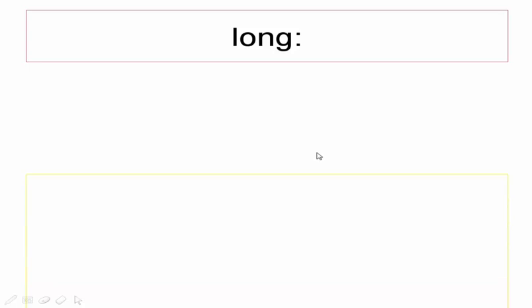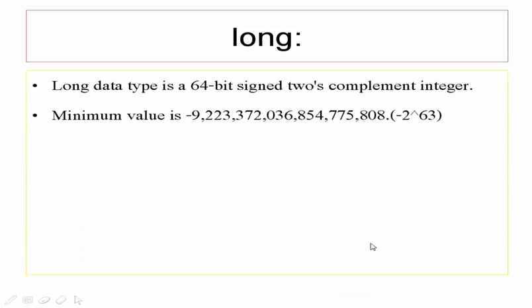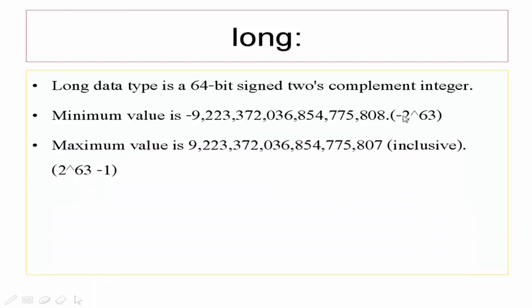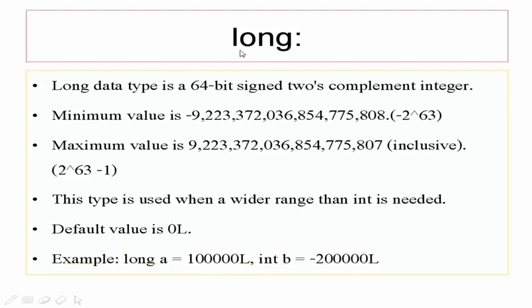Now let us understand another kind of data type, which is long. Long is a 64-bit 2's complement integer. The minimum value is -2 to the power 63, and the maximum value is +2 to the power 63 minus 1. This data type is used when a wider range than int is needed. For example, if you want to store larger values than int, then I would recommend you to use the long data type.